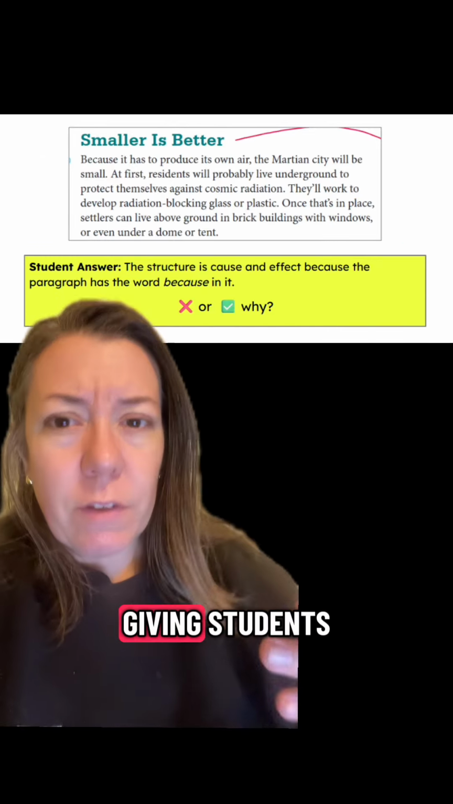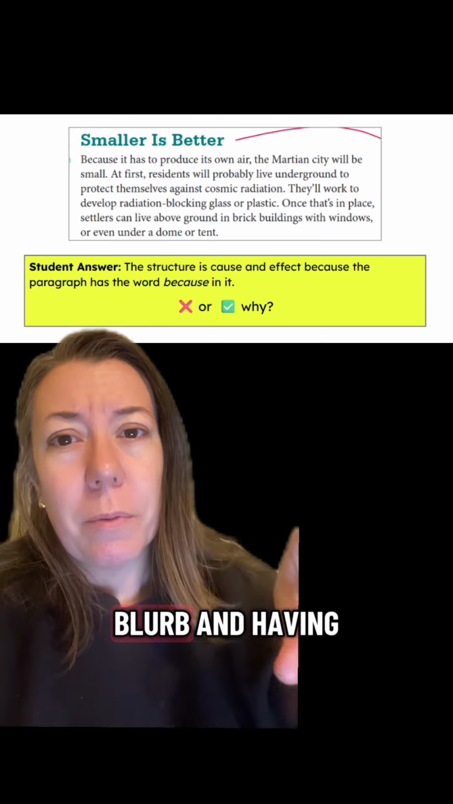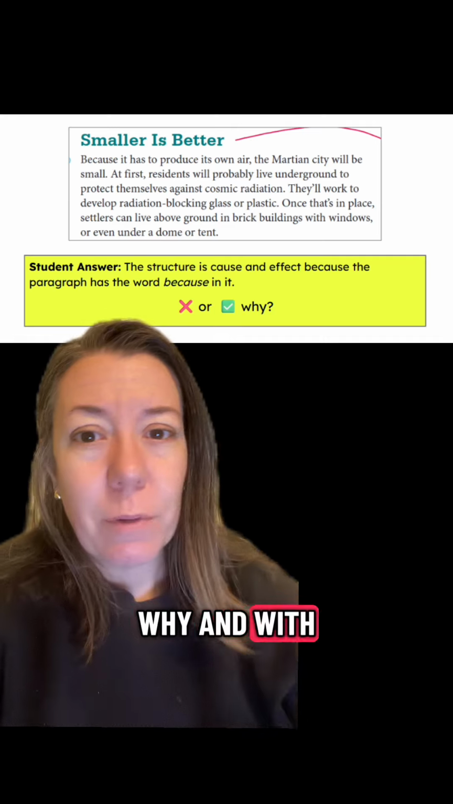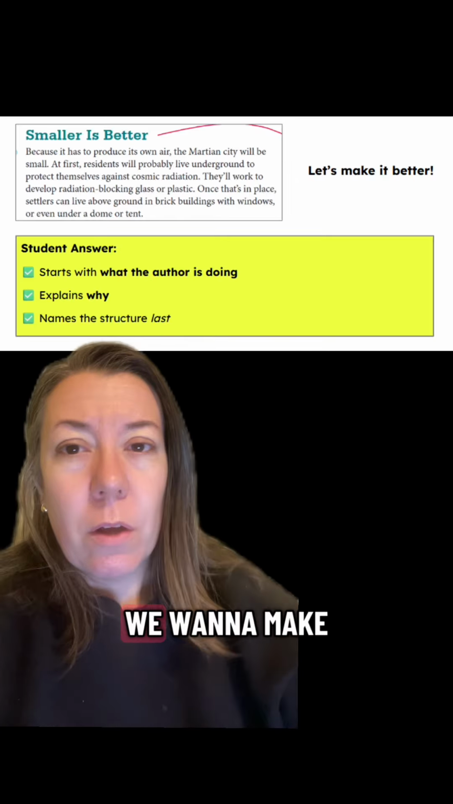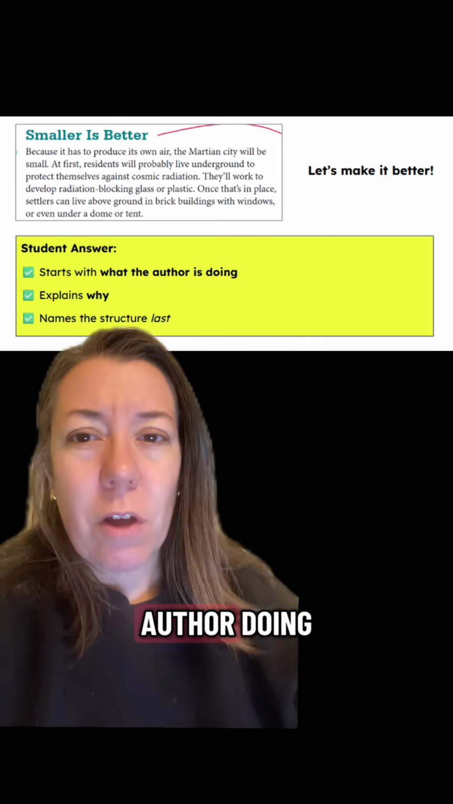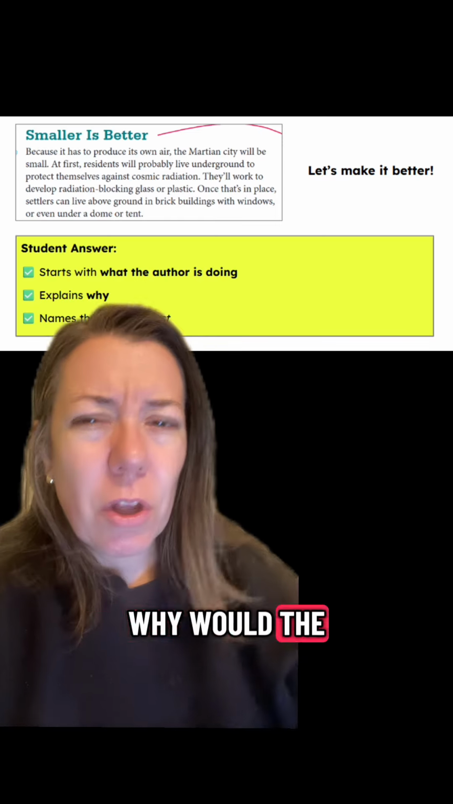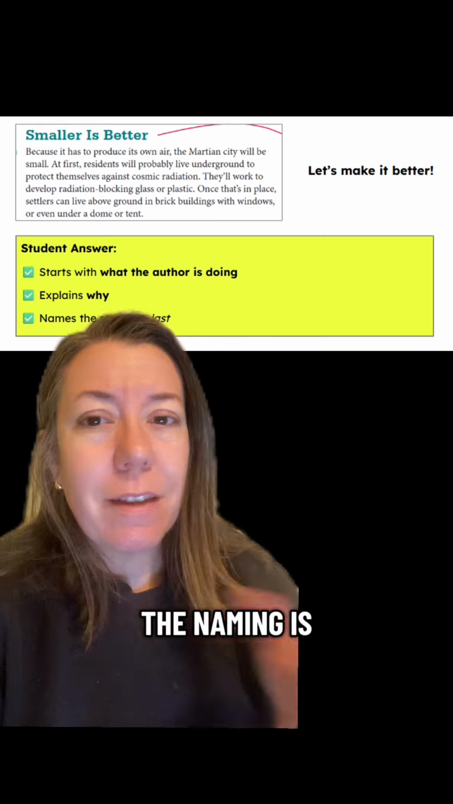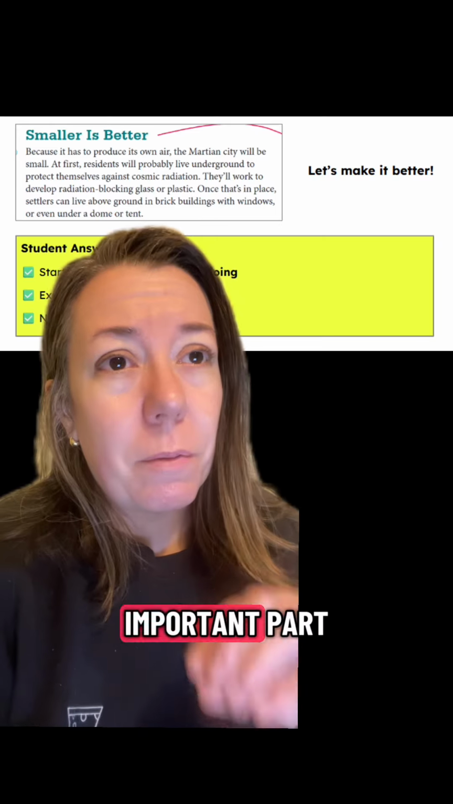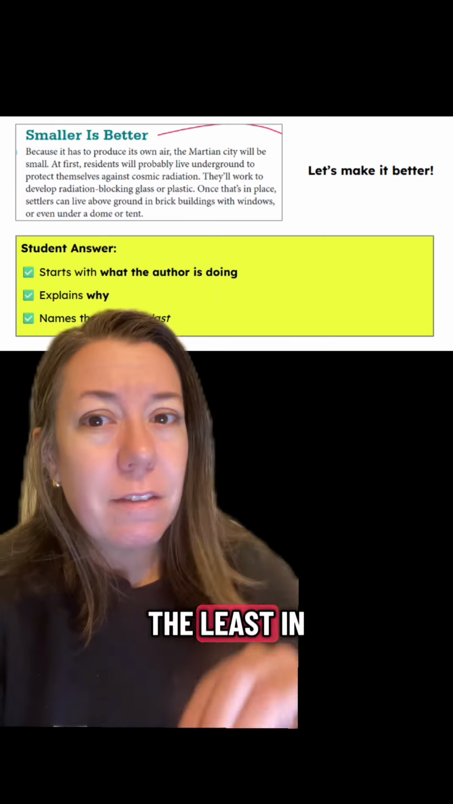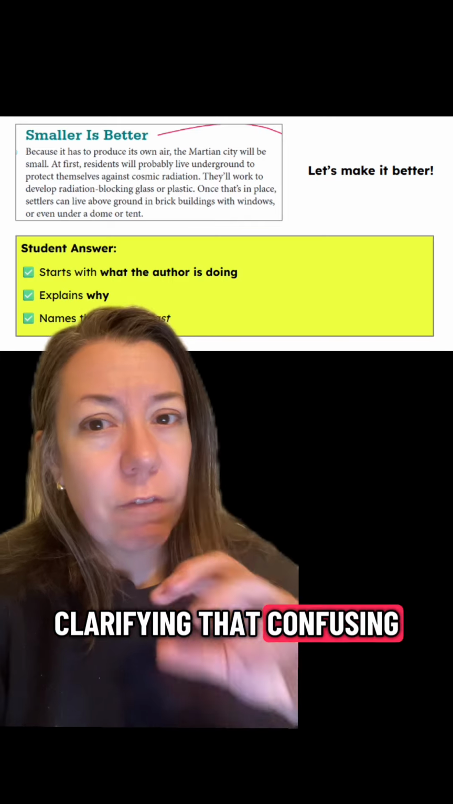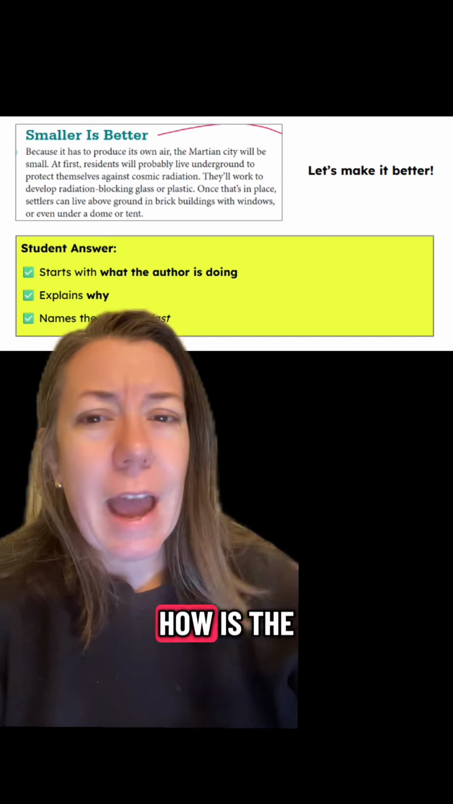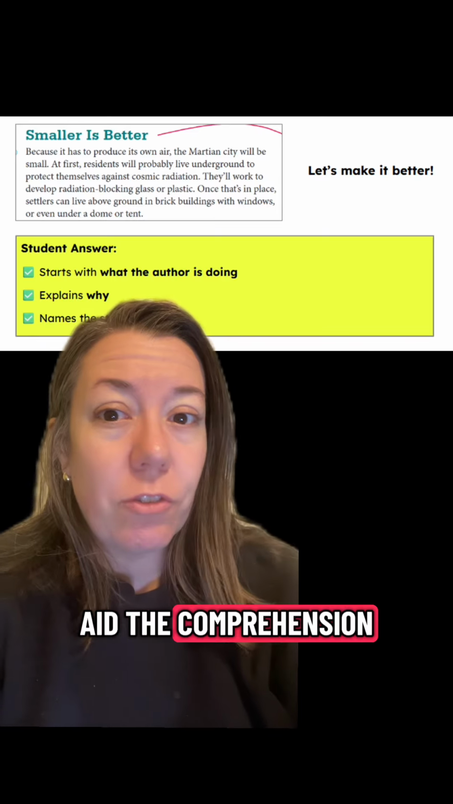So instead of giving students a short blurb and having them answer, what is the text structure? And then say why, and with a signal word, we want to make it better. We want to say, what is the author doing? Why would the author be doing this? And then naming the structure last. The naming is actually the least important part. It's going to do the least in clarifying that confusing part of the reading. The what and the why and the how is the most important to aid comprehension.